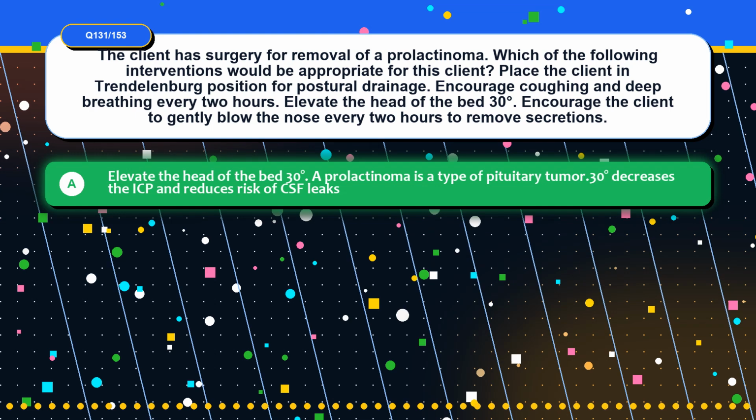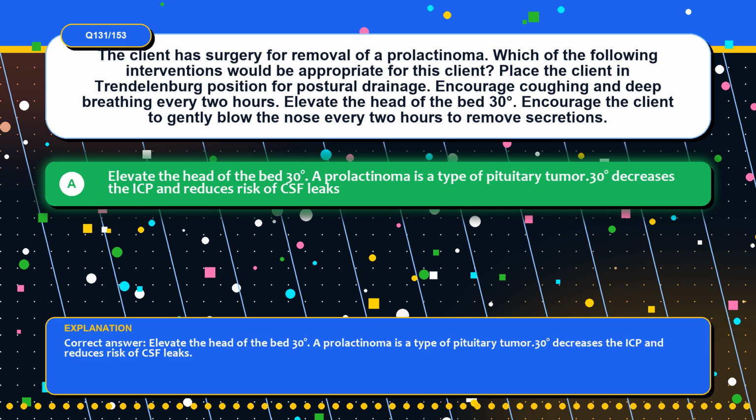The correct answer is option A. Elevate the head of the bed 30 degrees. A prolactinoma is a type of pituitary tumor. 30 degrees decreases the ICP and reduces risk of CSF leaks.